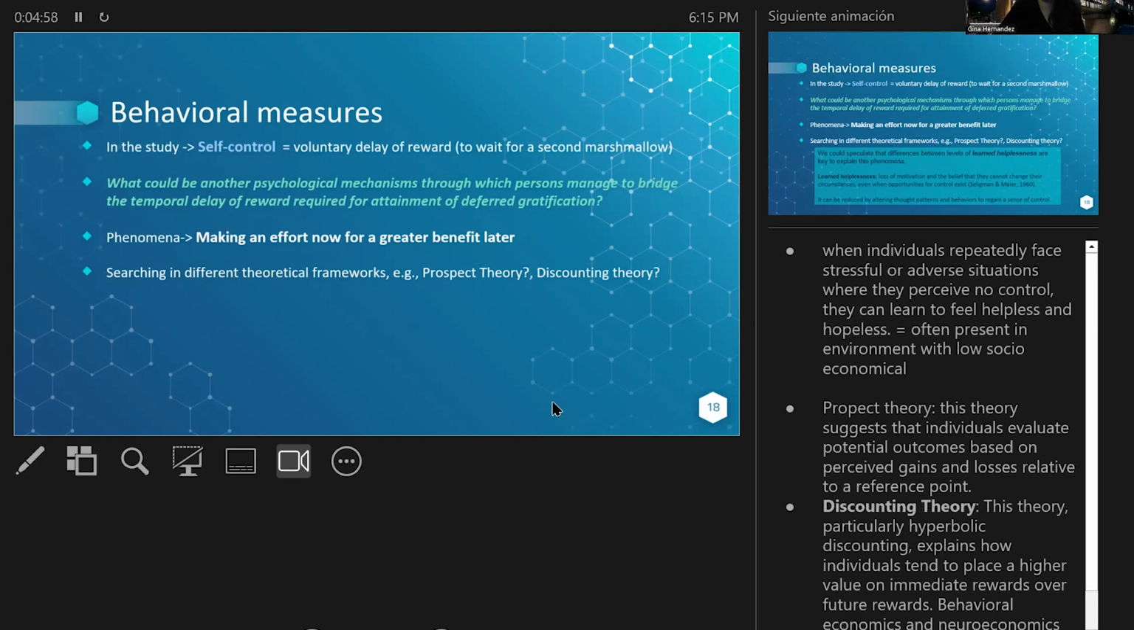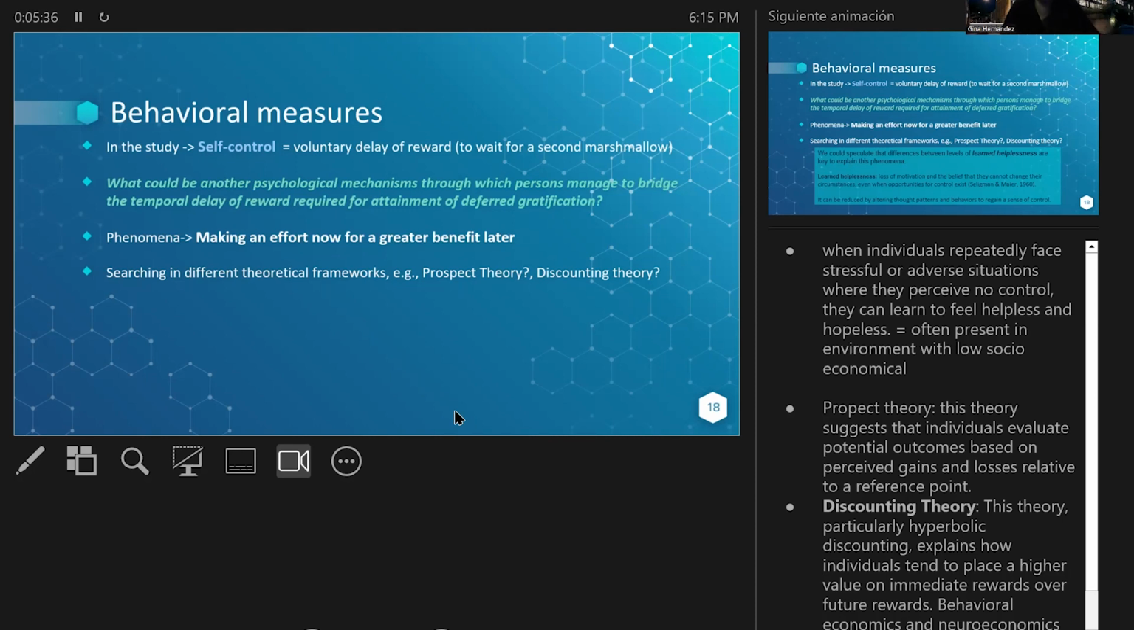So if we know now that some kids will wait, some others will take the treat, and we know people with low socioeconomic status will take the treat, they won't wait, and people with high socioeconomic status will wait for the treat, what is happening there? What other psychological mechanism can actually explain the relationship between these variables? Because we are observing this phenomenon. Some people are actually making an effort now to have a greater benefit later.